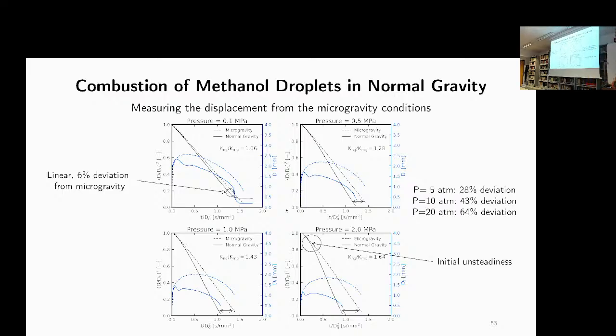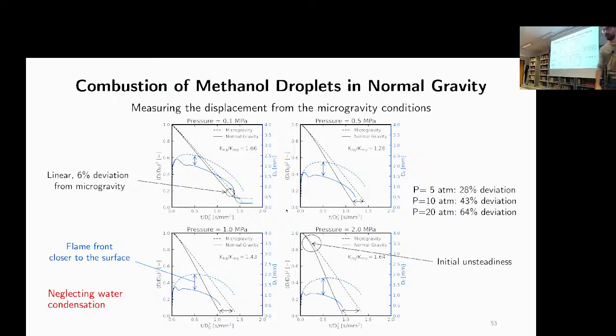And we also introduce some effects like an initial unsteadiness, which is due to the initial positioning of the flame until reaching a pseudo-steady envelope flame configuration. Of course, we have also a strong effect in the flame front, which will be closer to the droplet, especially as we increase the pressure. And since the flame is closer to the droplet, it experiences higher temperature gradients and burns faster.